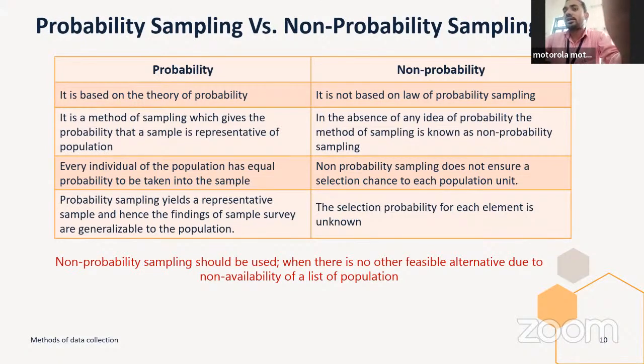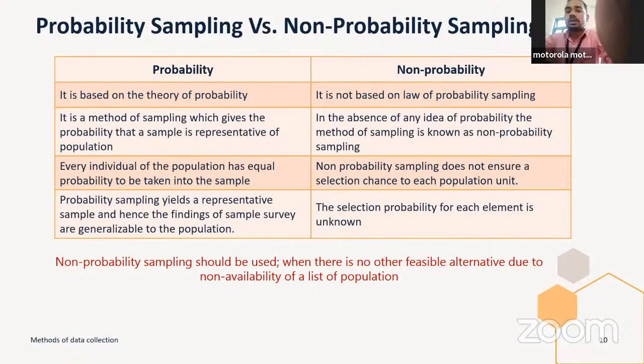But on the other hand, the non-probability sample is non-random based. It does not follow the law of probability. It is the absence of any idea of probability. The method of sampling is known as non-probability sampling. It means we don't have an idea regarding which samples, individuals or observations may be included or not. It is totally non-random. We don't know which element may be included or not.